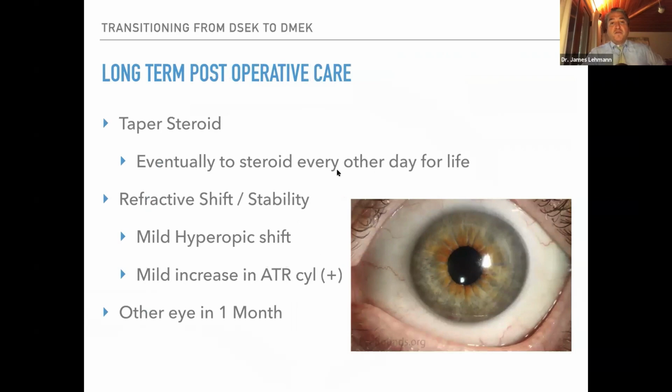In terms of long-term post-op care, I get the patient down to prednisolone acetate 1% Monday, Wednesday, Friday for life. And these eyes heal faster than DSEK. They're seeing well, like in 2 to 3 weeks. So we normally do the other eye about a month or so after the first one.